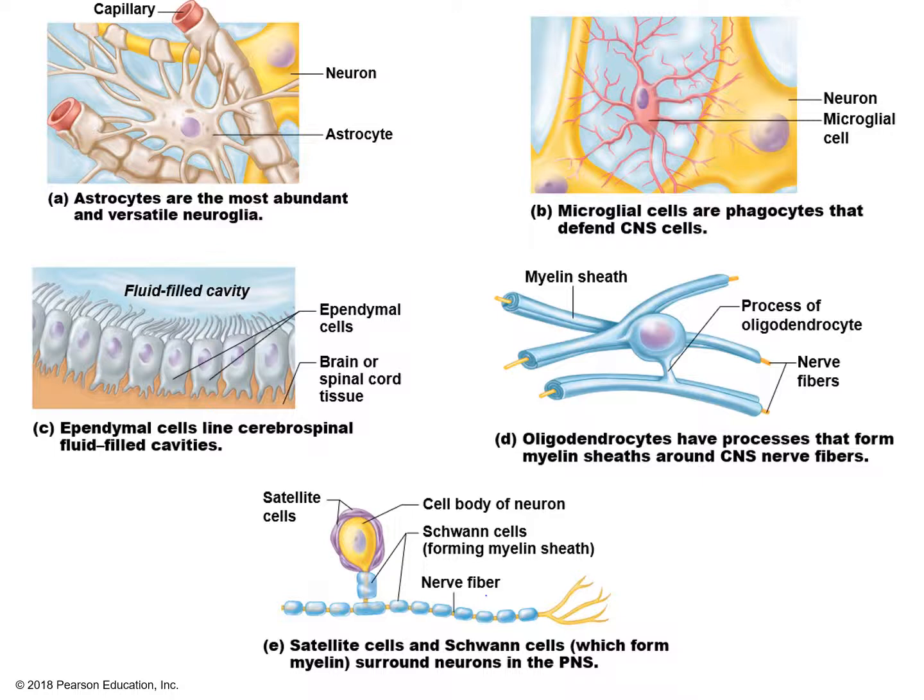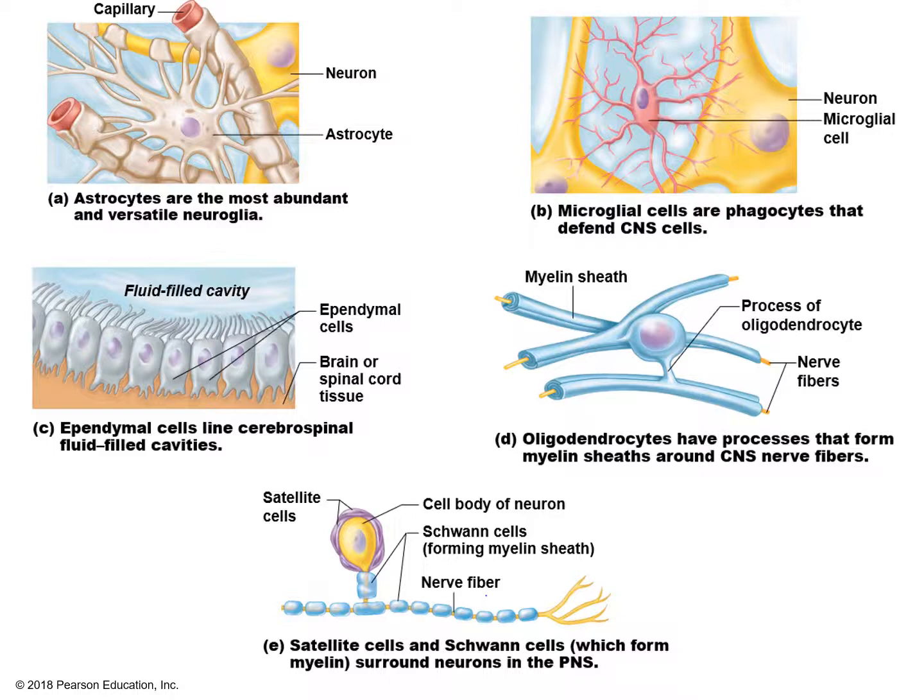All right, so let's just briefly look at the glial cell types. We have astrocytes. These are going to be the most abundant and versatile of the glial cells. We have microglial cells, which are phagocytes. That means they are going to be dispersed throughout nervous tissue, and they're going to consume waste products and potential pathogens. We have ependymal cells, which line cerebrospinal fluid-filled cavities, such as the ventricles of the brain. So they're actually going to be producing some of that cerebrospinal fluid.